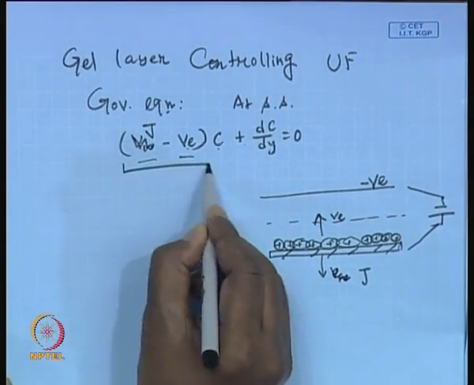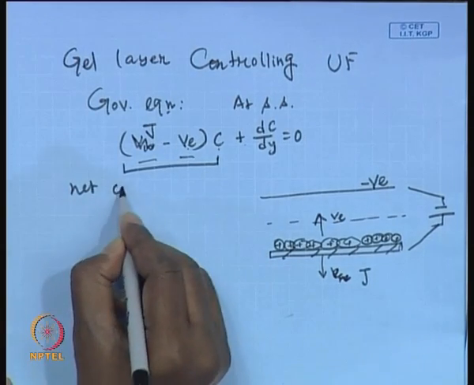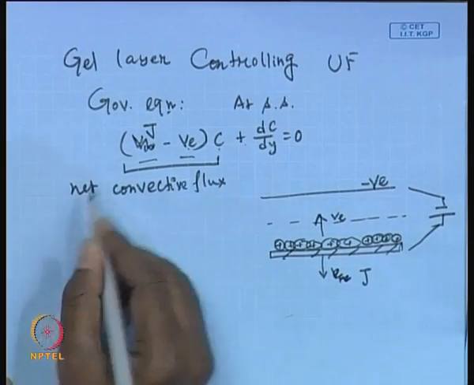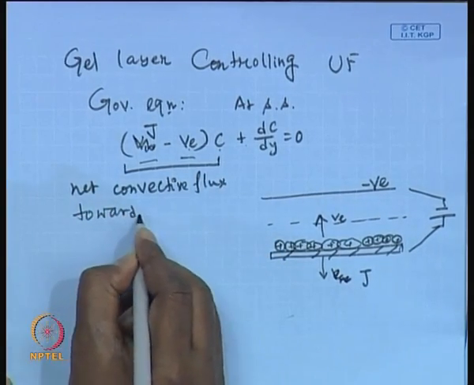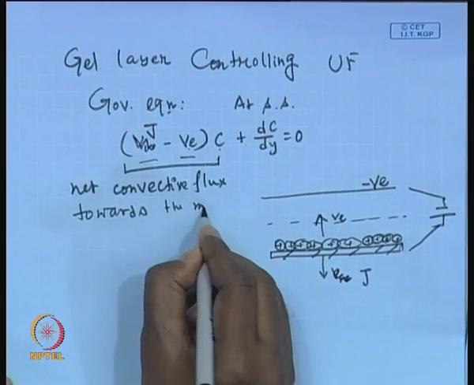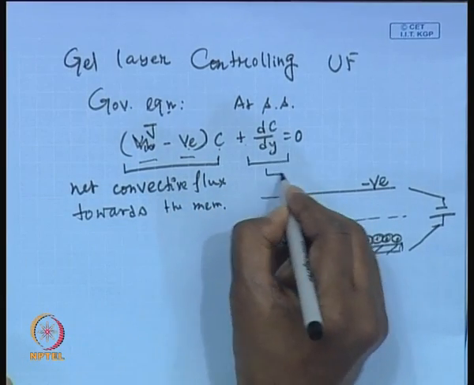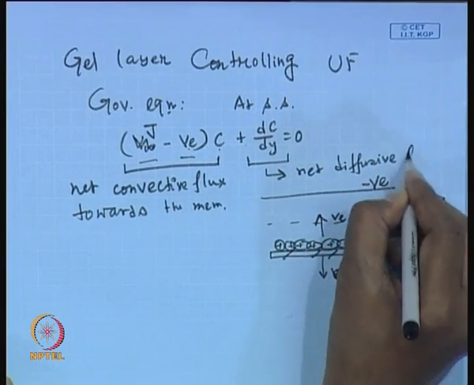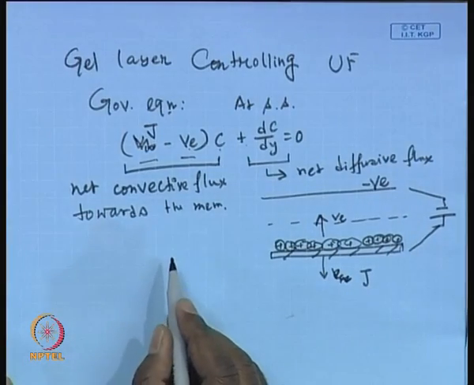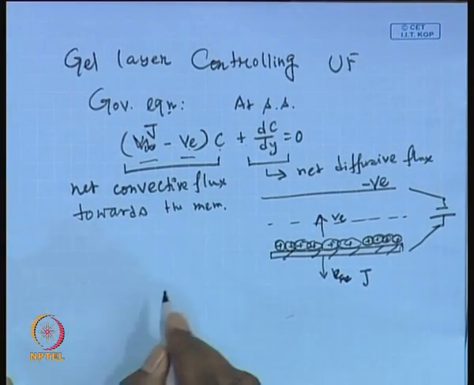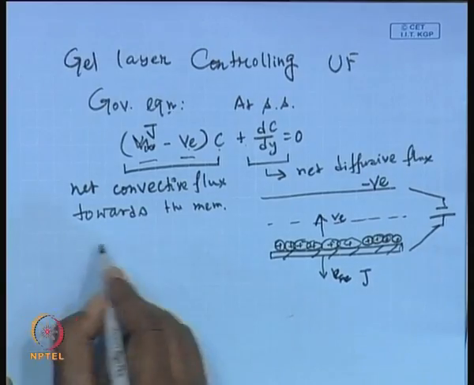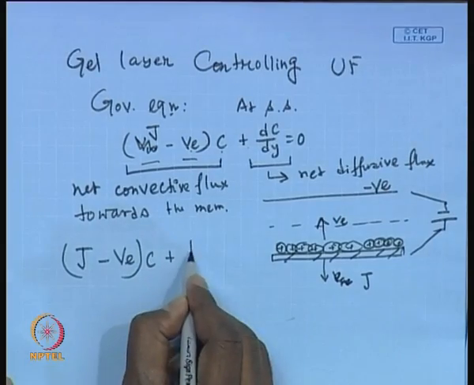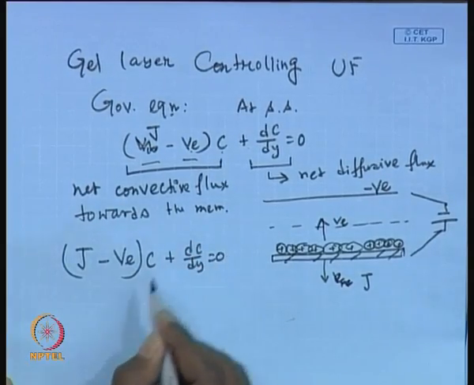So, net this will be giving you net convective flux towards the membrane, and this will be the net diffusive flux away from the membrane. And at the steady state, we have discussed that these two fluxes will be equal. So, you can integrate. So, this equation becomes finally (J minus VE) times C plus D dC/dy will be equal to 0.